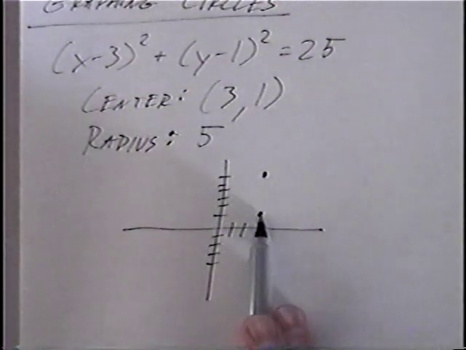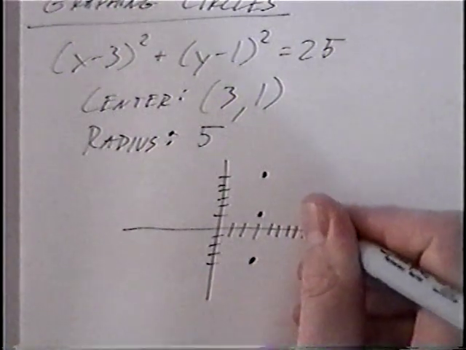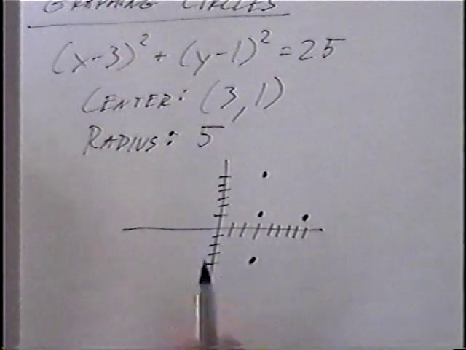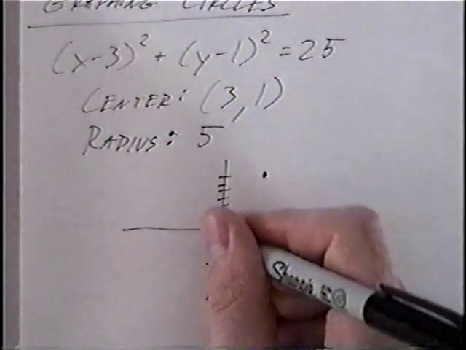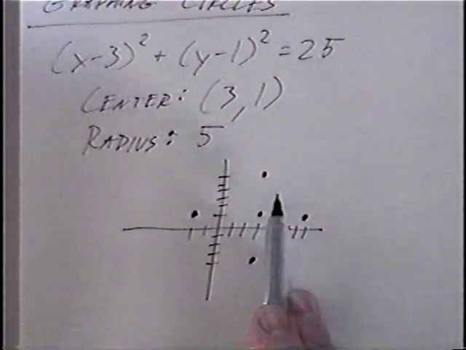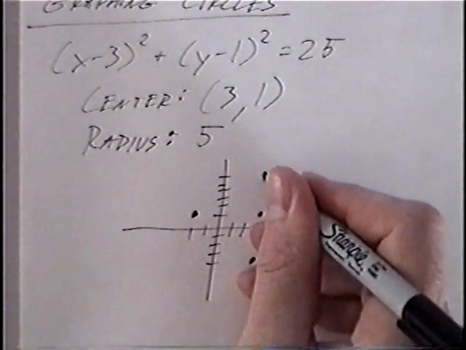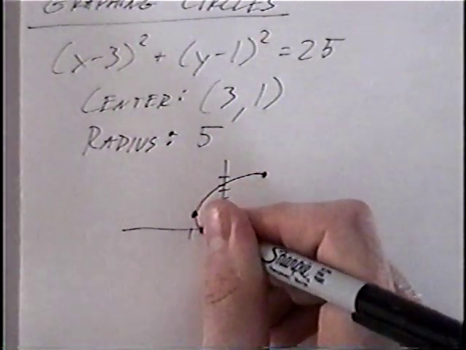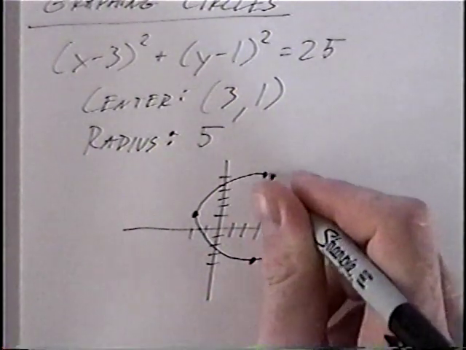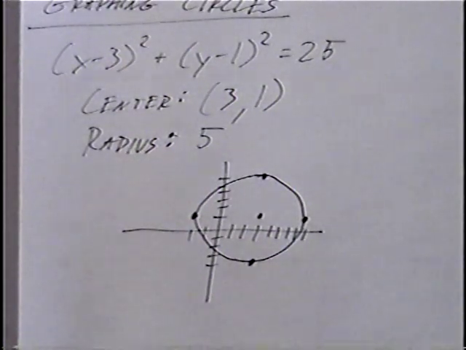And again, from the center, we can go to the right 5 spots. And last part from the center, we can go to the left 5 spots. So from the center, you go in every direction 5 spots. Once you have those 4 points, you can connect them to make a circle shape. And that would be the graph of the equation.